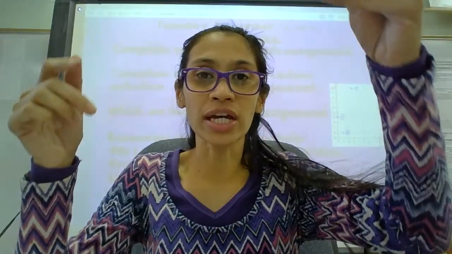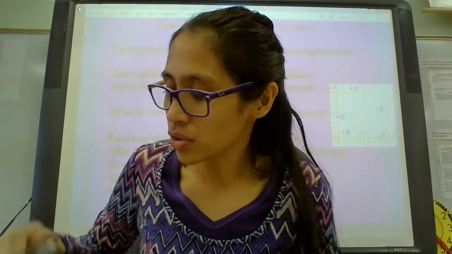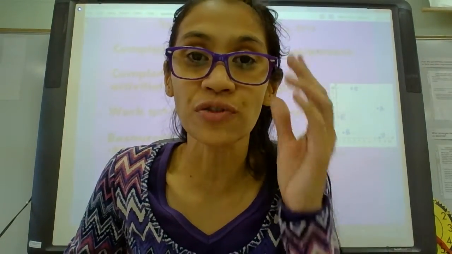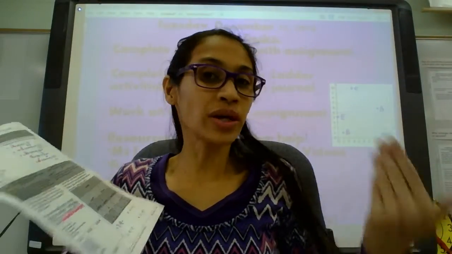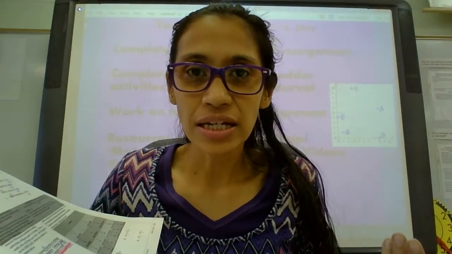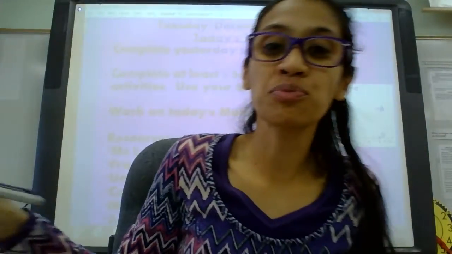First thing I want you to do is to circle the whole number. For number 1, what do you see? Not 1/2 and 1/4, those are the fractions. Circle 3 and circle 2. So let's do that part first. What is 3 plus 2? So easy. That's 5. So that will be our whole number. It's bigger than the fraction. Now I have 1/2 plus 1/4.